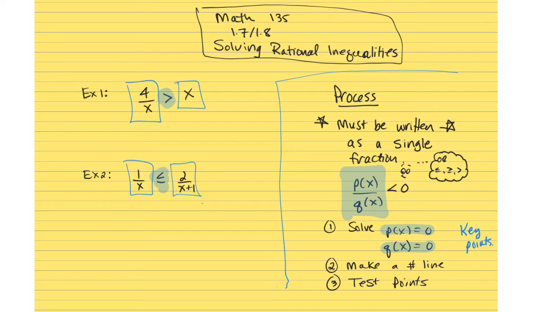Okay, and then from those key points we make a number line, test points, and that allows us to find our solution, which we'll write in interval notation. Okay, so let's get started. We're going to get everything on the left side and get a single fraction. That's our first step.